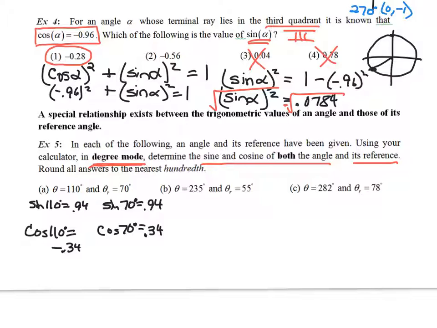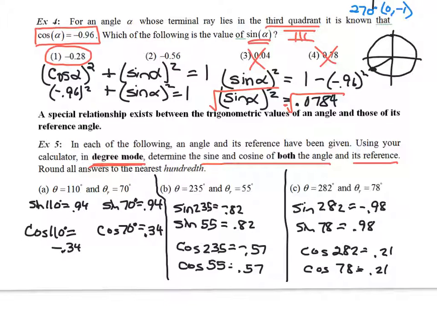Now what I'd like you to do is set this up for each of the next 2 problems, B and C, where we're finding sine and cosine of the angle and its reference, and round each answer to the nearest hundredth. Come back and check your answer with mine, and we'll talk about the answers.